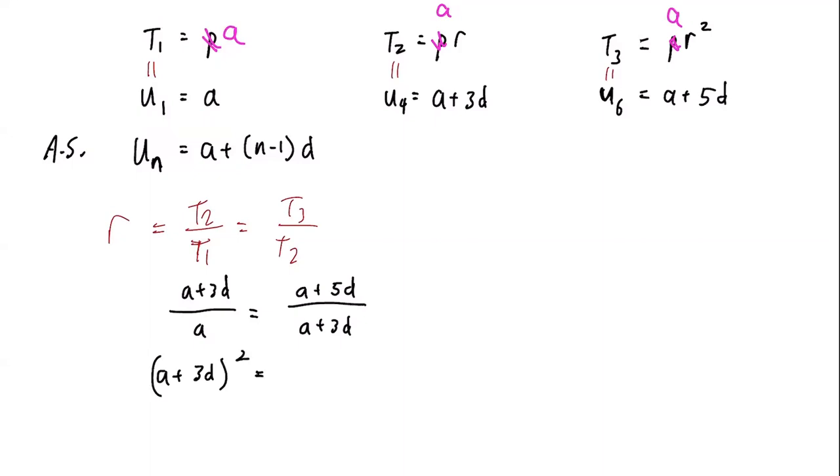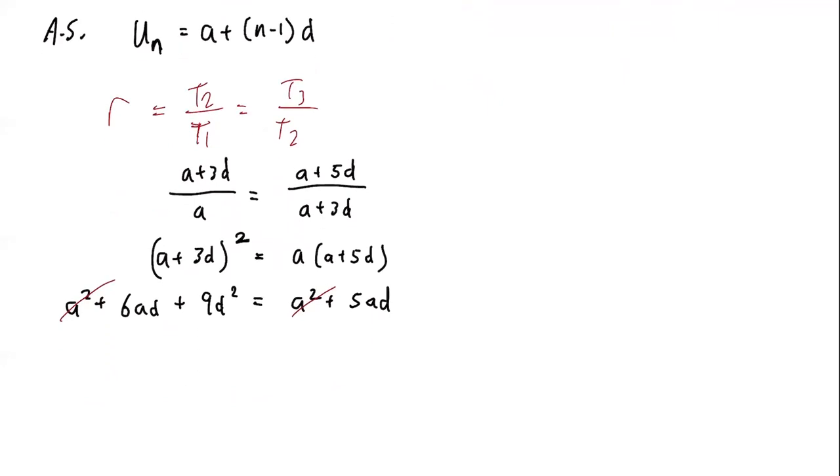We can cross multiply, so we get A plus 3D bracket squared, and A times A plus 5D. Multiply out, we get A squared plus 2 times A times 3D, which is 6AD, plus 3D squared, which is 9D squared, equals A squared plus 5AD. Anything to cancel off? Yes, the A squared cancels off. You're left with 6AD plus 9D squared equals 5AD. Bring it over, we get 1AD plus 9D squared equals 0.